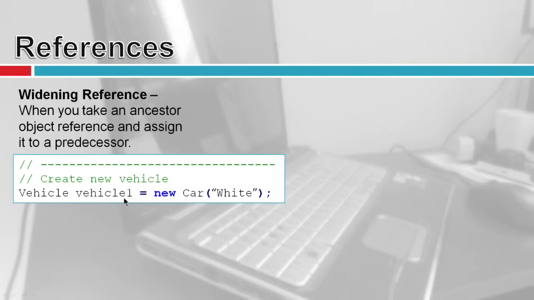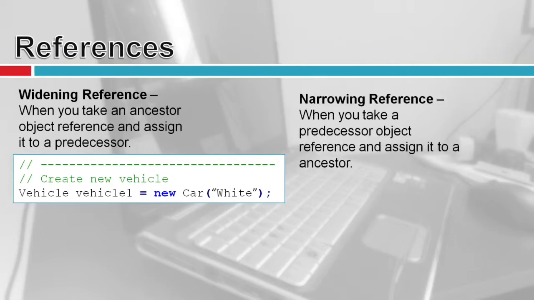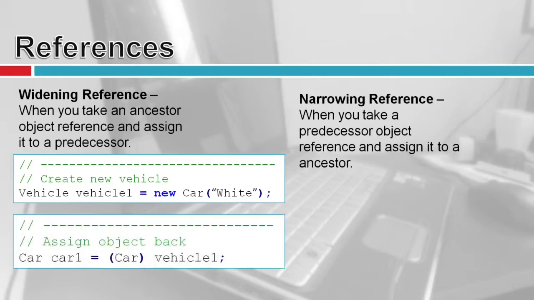Now the opposite can also be done. It's called a narrowing reference. That's when you take the ancestor object reference and assign it to a descendant. So here I'm taking the vehicle and casting it back to a car. Now notice there's something slightly different. I didn't have to cast it when I widened it, because all cars are vehicles. But you notice not all vehicles are cars.